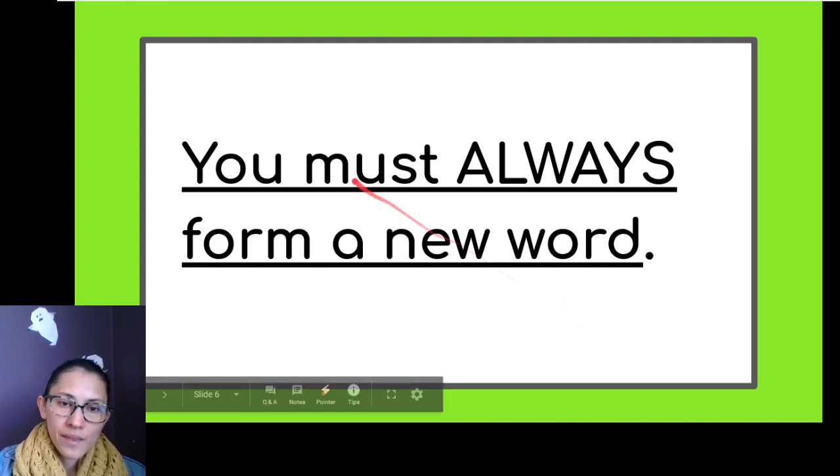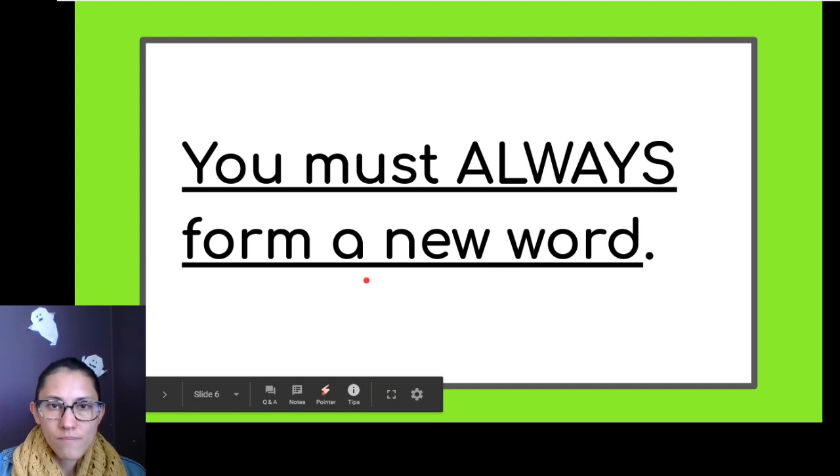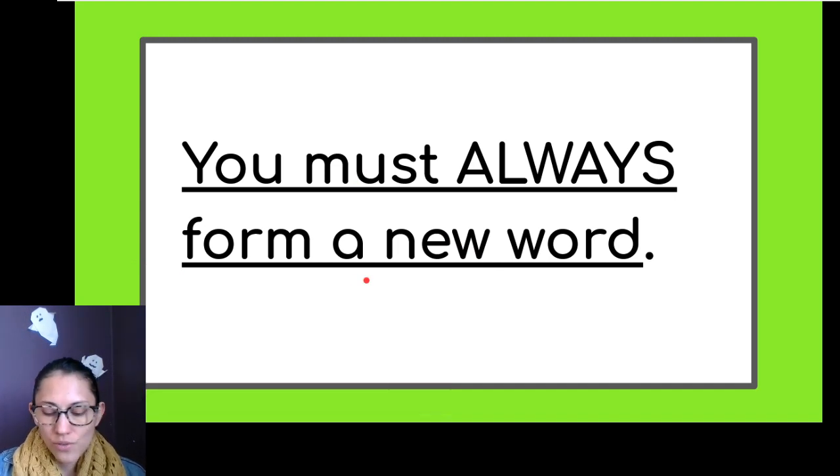Another tip: you must always form a new word, okay? There's no option to say, "Well, I have this gap in my text and happy sounds perfectly fine, so I'm just going to use happy." No. If happy is at the end of the line, you need to change it. Always. You cannot use exactly the same word that has been given. You always need to change it, whether it's unhappy, happiness, unhappiness, okay?